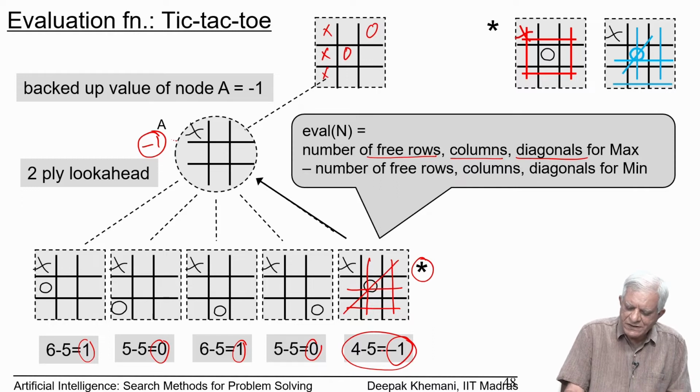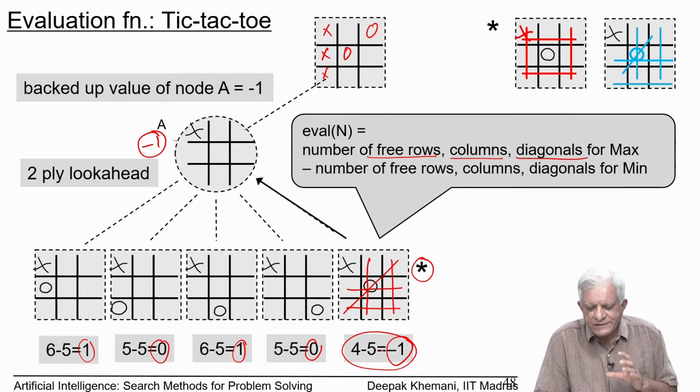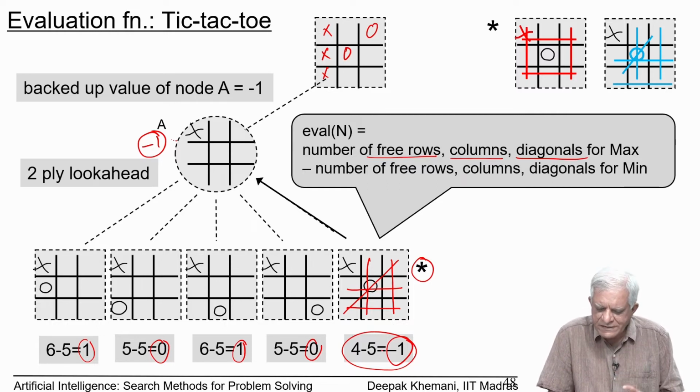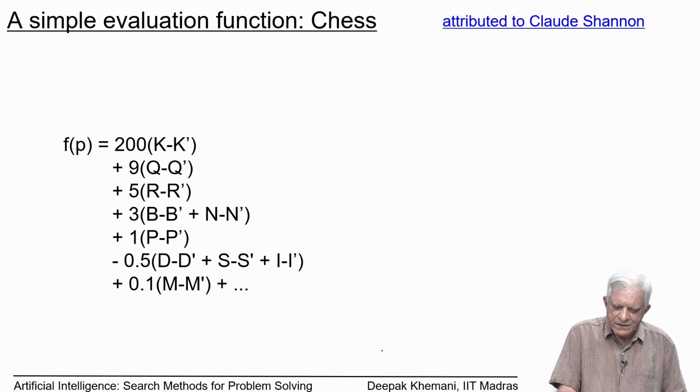So, min will obviously choose the one with the lowest value, and that is how we have illustrated the use of an evaluation function. We do not know the outcome, but we are trying to say okay, there are more openings for min in this particular position. So, it looks like it is minus 1. The actual value of the game is 0 if you know tic-tac-toe.